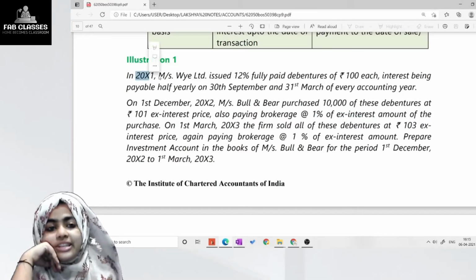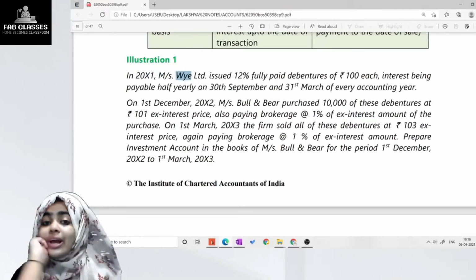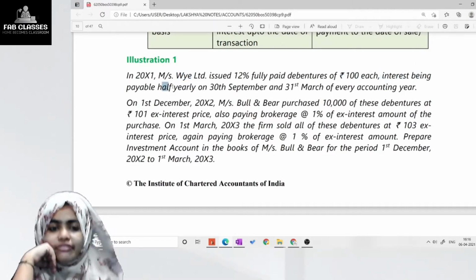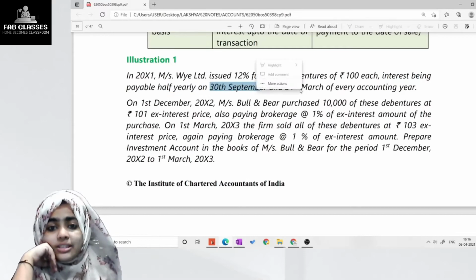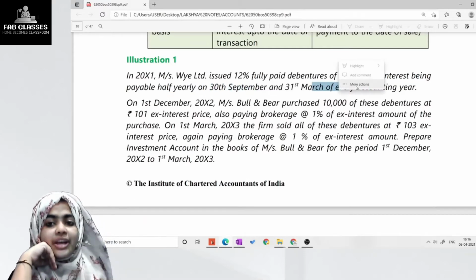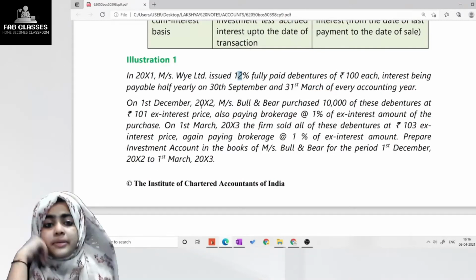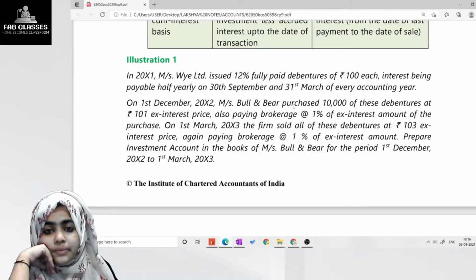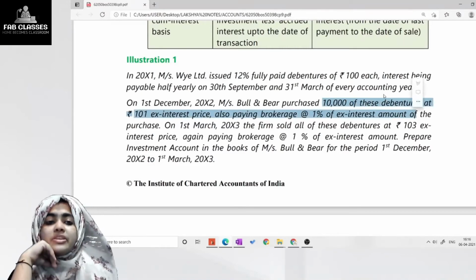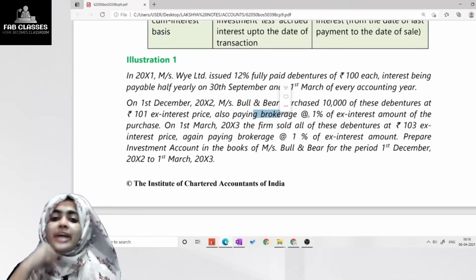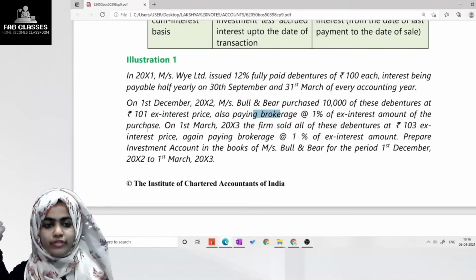In 2011, Mrs. Y Limited issued 12% fully paid debentures of rupees 100 each. This is the face value of the debenture. Interest being payable half yearly on 30th September and 31st March of every accounting year. On 1st December 2012, Ms. Bull and Beer purchased 10,000 of these debentures at 101 X interest price, also paying brokerage at 1% of the X interest amount of the purchase.